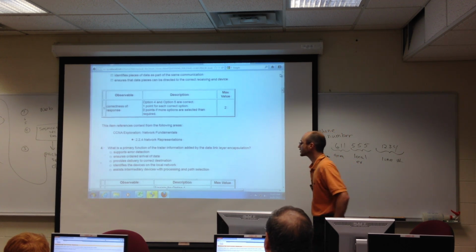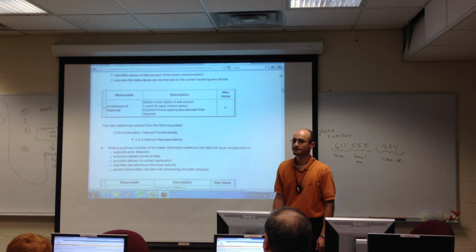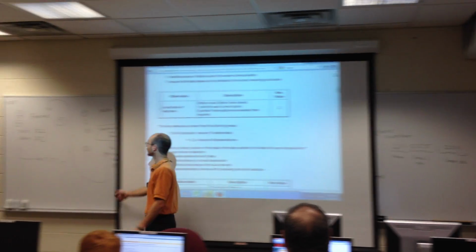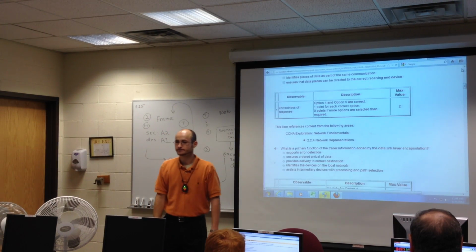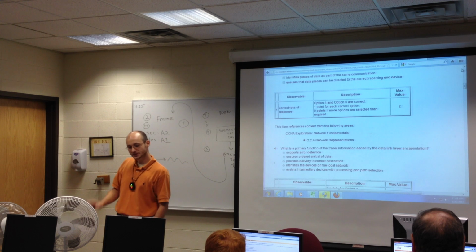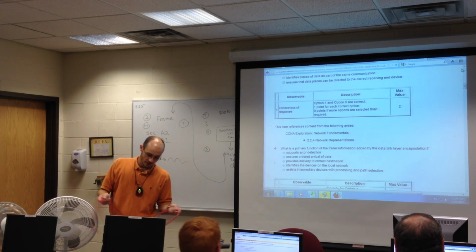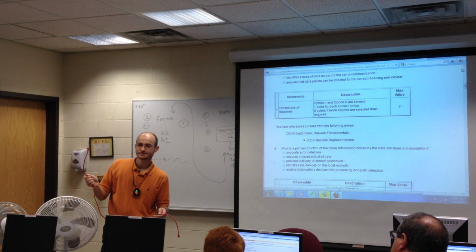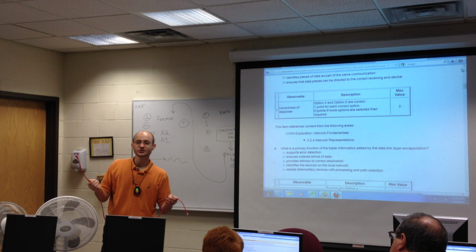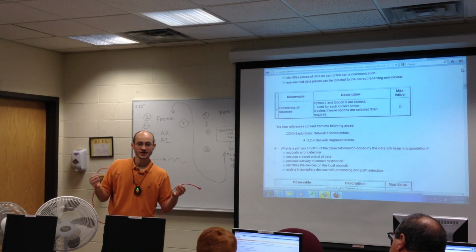What is a primary function of the trailer information added by the data link layer encapsulation? This right here. Why do we add a trailer? That's the only time that we add a trailer. Ryan, what's this cable made out of? Yeah. Well, it uses electricity. There's your hint. Copper. Alright.